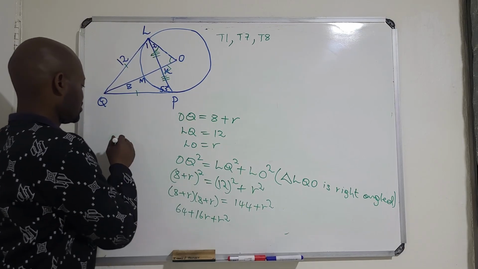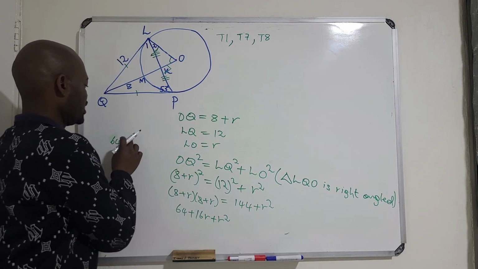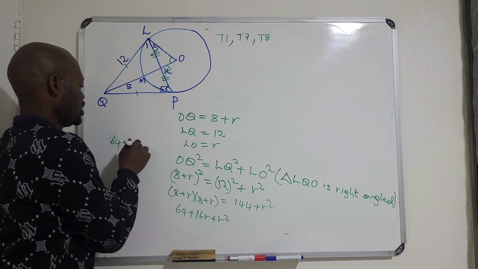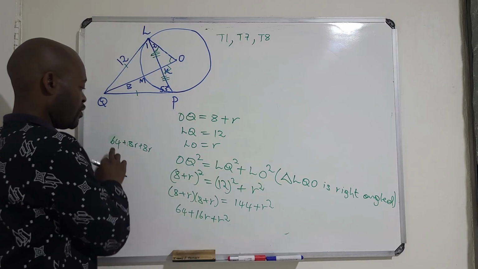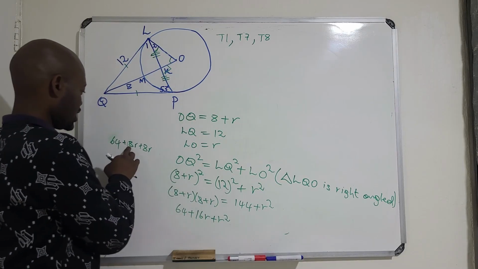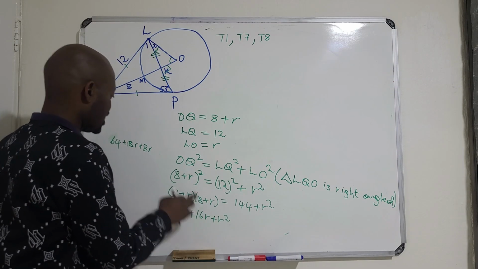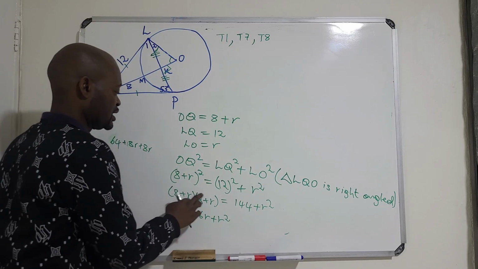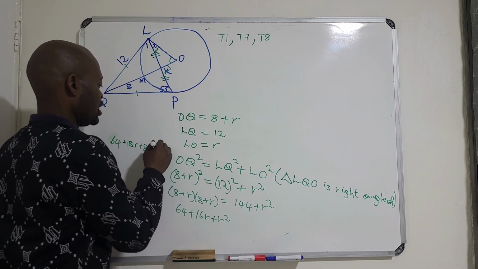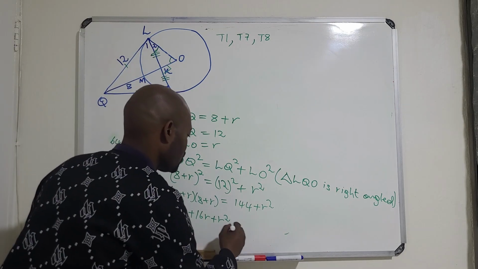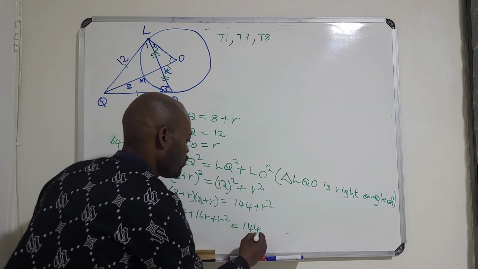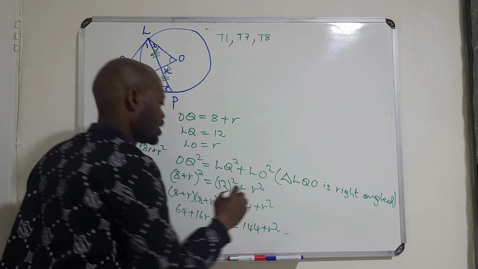This times that is plus R, 8R, plus 8R. This times this is 64. This times that is 8R. This times that is 8R. This times that plus R squared. That is why here I've got 16R, which is equals to 144 plus R squared.